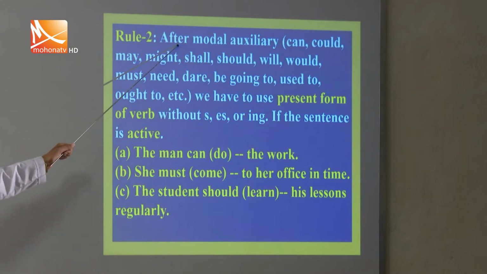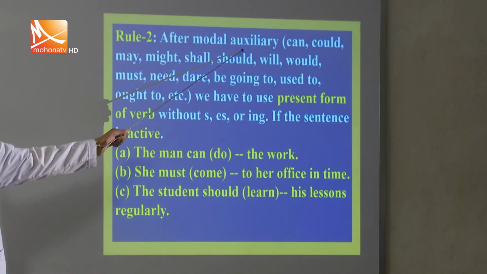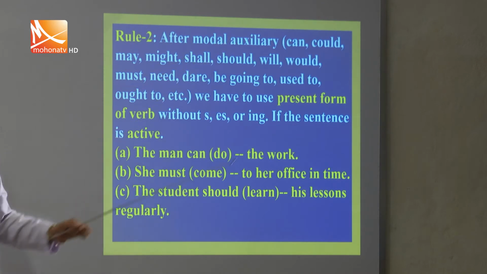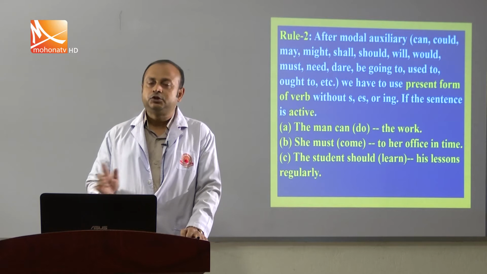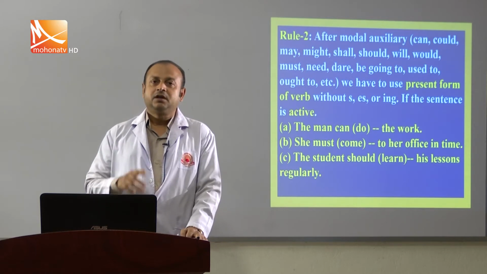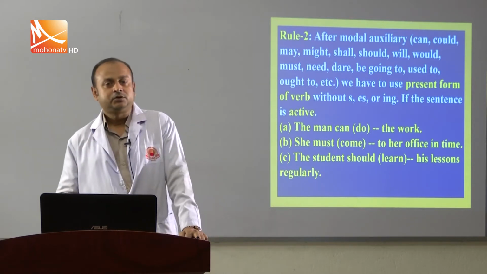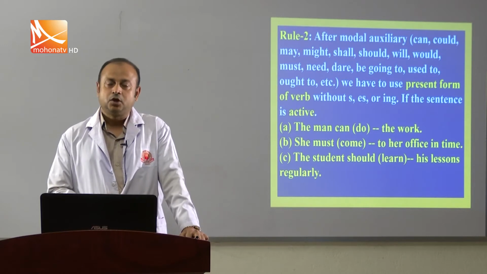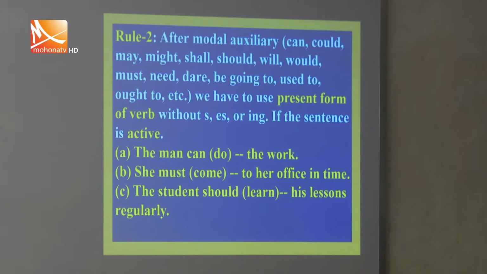Rule number 2, after modal auxiliary. So, what is modal auxiliary, my student? We have usually two types of auxiliary verb, primary auxiliary and modal auxiliary. Primary auxiliary means am, is, are, was, were, do, have, because they can help other verb to make a tense or sentence, or they can be used as a main verb in a sentence.